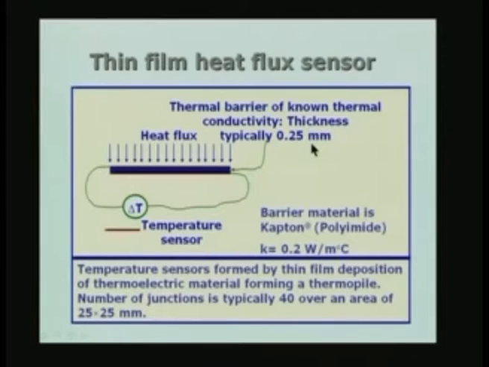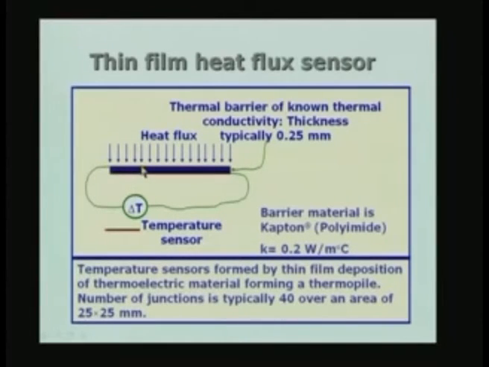For example, the normal thickness of the barrier will be around 0.25 millimeters, and you see that we are going to have two temperature sensors, one on the front surface of the film and the other at the back surface of the film, and I am going to simply measure the temperature drop or temperature difference across the barrier. When the heat flux is incident like what is shown here, a temperature field will be developed across the thickness of the sensor, and this temperature difference is measured by a sensor on the top and this sensor at the bottom.